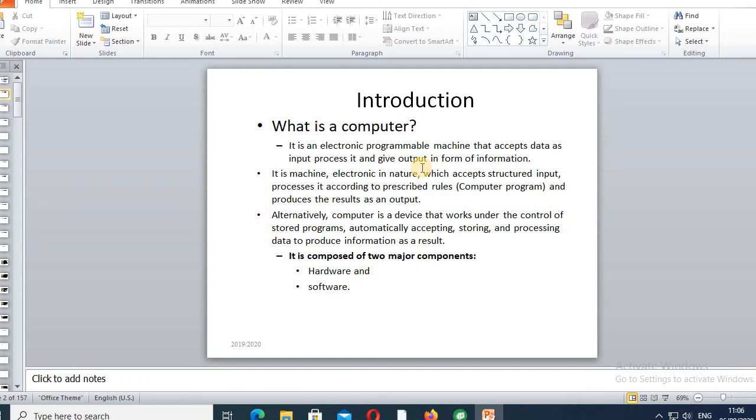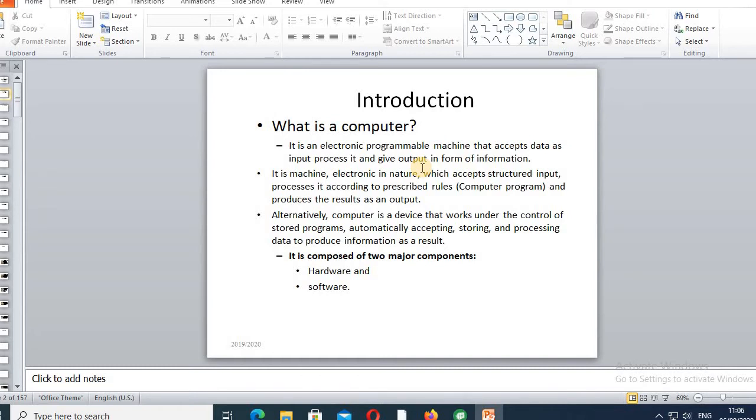Then we have another definition. It is a machine, electronic in nature. That machine is electronic in nature, in other words, it uses power, which accepts structured inputs, as I have just explained, and processes them according to prescribed rules. So it will work according to the needs of the user, or according to how it is configured altogether. In brackets, a computer program that is using a software and produces the results as an output.